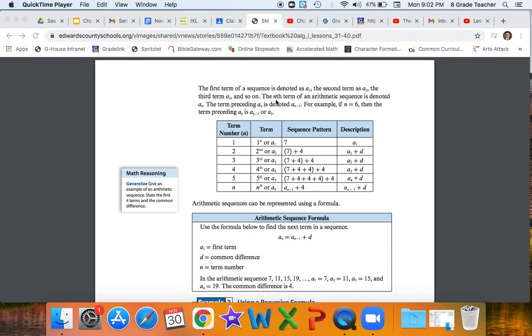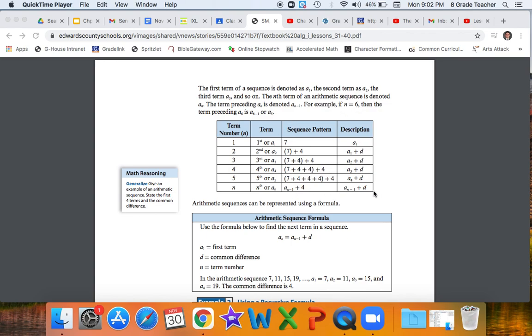The nth term of an arithmetic sequence is denoted as an, where n is the variable number. If you want to find any number in the sequence, you can plug that value in and find what that value is. To find the term before that term, it's often denoted as an minus 1. For example, if n equals 6, you're looking at the sixth term. In order to find the sixth term, you need to know what the fifth term was, because if you know what the fifth term was, you know the common difference. You add that common difference or subtract that common difference to find the next term.